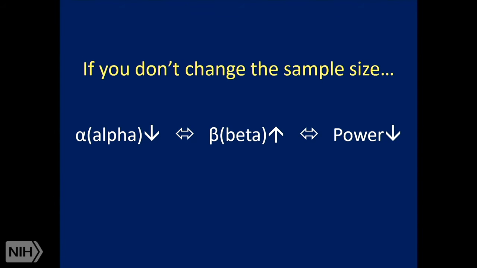So they're going in opposite directions, and because power is 1 minus beta, whatever happens to beta, the opposite happens to power. So if alpha goes down, beta goes up, power goes down, without changing sample size. If you change sample size, that's a different story.